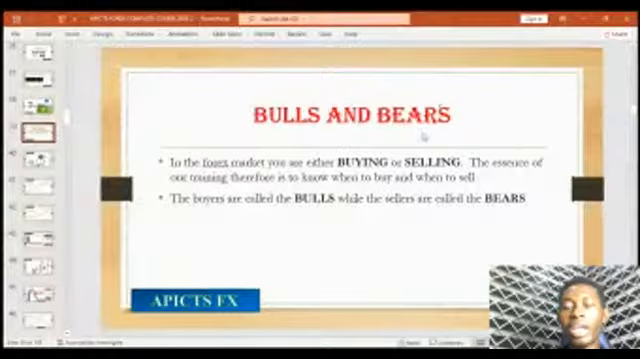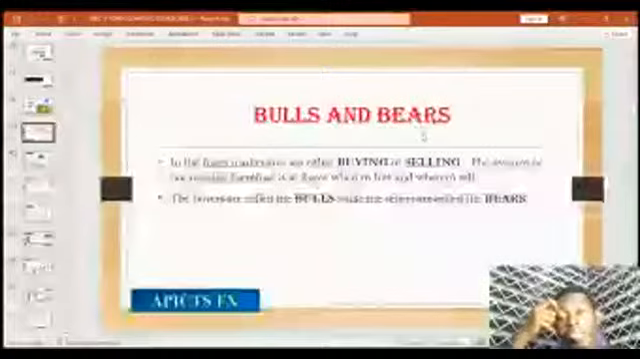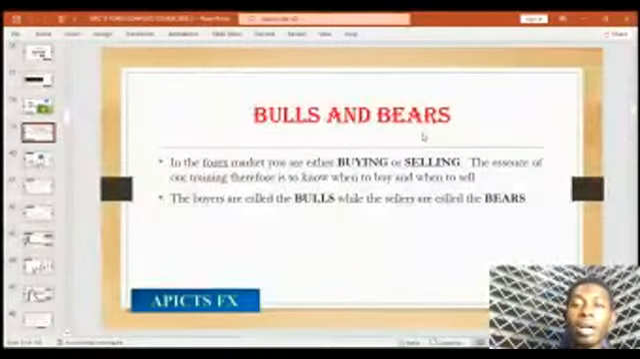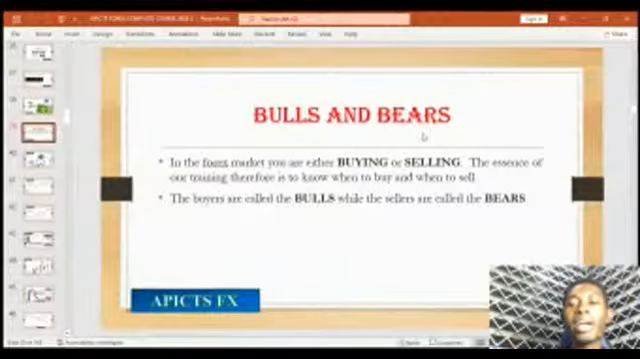Now, you see, the beautiful thing about trading the financial market or trading forex is that you make money when the market is buying. You can make money when the market is selling. In both ways, you can make money.